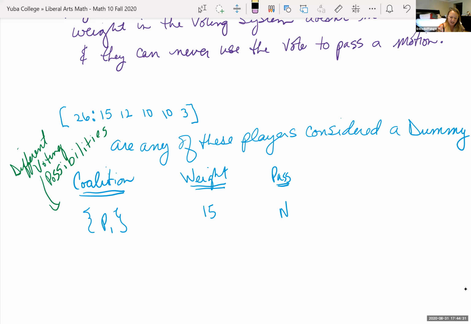So let's look at if I had player one and player two together. So for instance, if it was player one and player two that voted for the motion to pass, their weight would be the 15 votes that player one gets plus the 12 votes which player two gets. And so their weight in that motion would be 27 votes. And 27 votes, that's higher than our quota of needing 26. So in this case, that decision would pass.